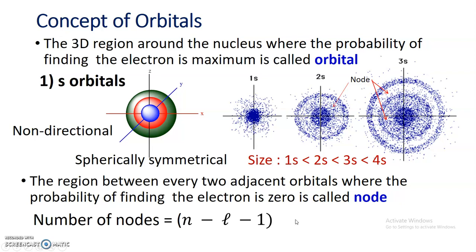The number of nodes is given by the formula n minus l minus 1, where n is the principal quantum number and l is the azimuthal quantum number. As an example, consider the 3s orbital. For the 3s orbital, the principal quantum number is 3 and the azimuthal quantum number is 0. So 3 minus 0 minus 1 equals 2. So for the 3s orbital there are two nodes.